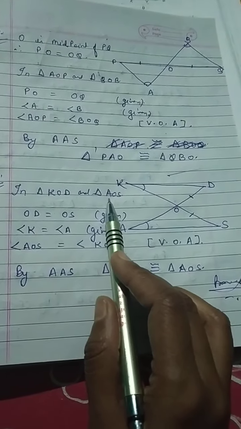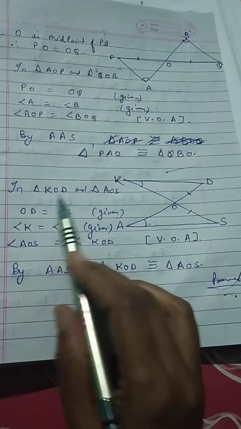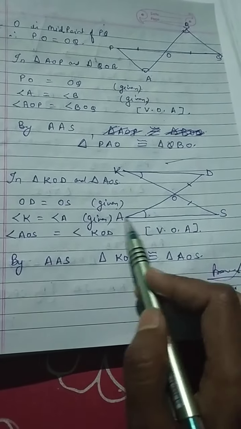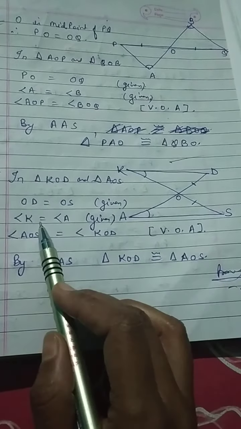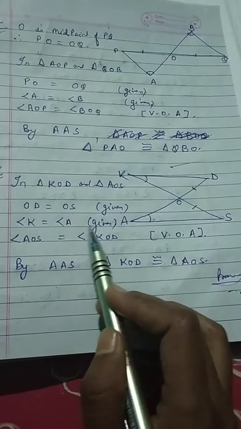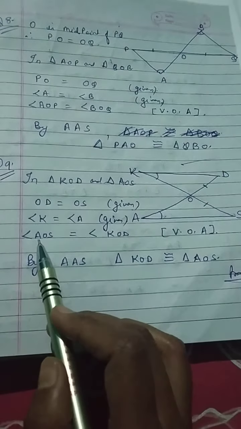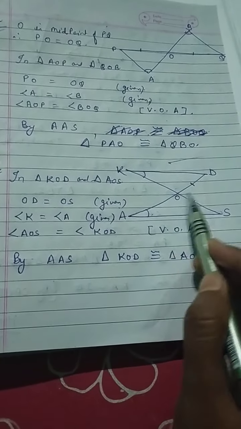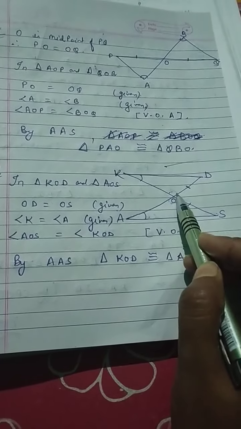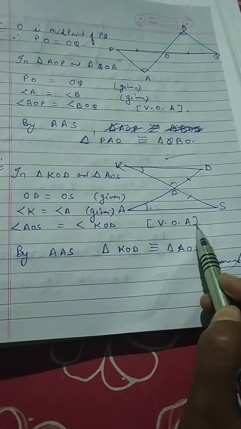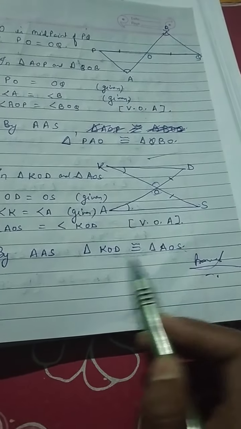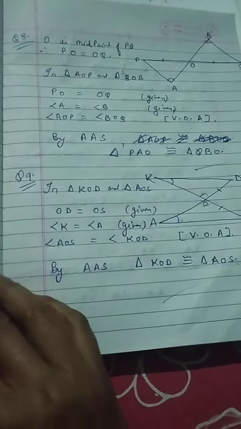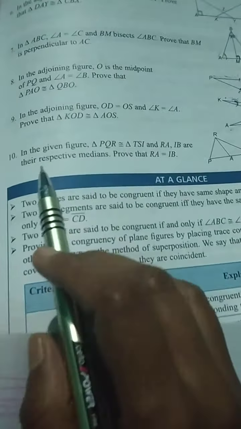First of all, you write the triangle names, triangle KOD and triangle AOS. OD equals OS, it is given in the question. Angle K equals angle A, it is also given in the question. And angle KOD equals angle AOS, this angle is equal to this angle, vertically opposite angles. So by angle, side, these two triangles are congruent. Okay.